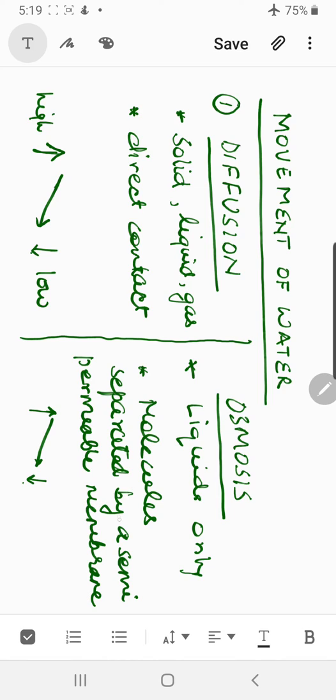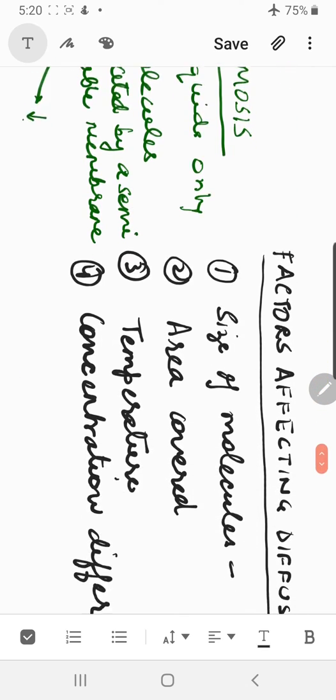It allows the entry and exit of solvent, but it limits the entry of solute. So whenever you have to express osmosis, you always show the two systems separated by a semi-permeable membrane, right? The common point in both the processes, diffusion and osmosis, is that the molecules move from higher concentration to lower concentration. All right, just a slight elaboration of diffusion here.